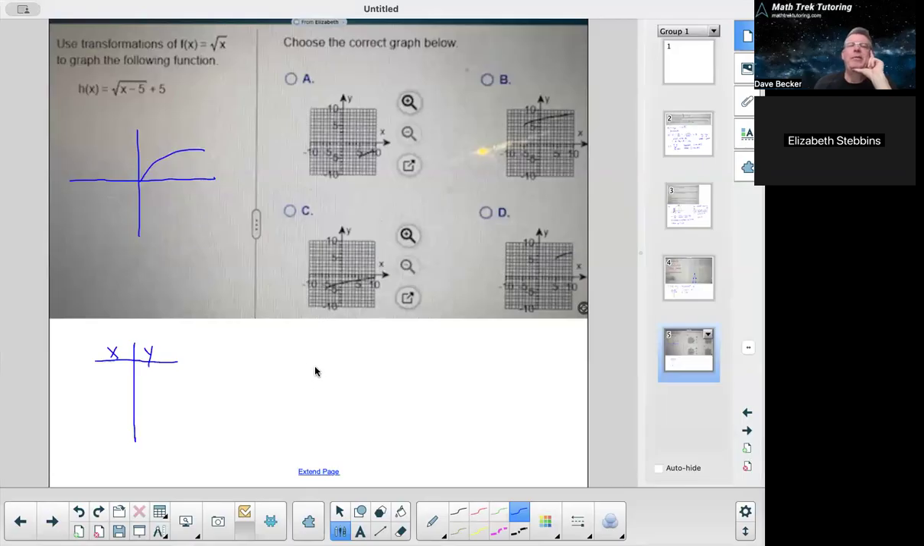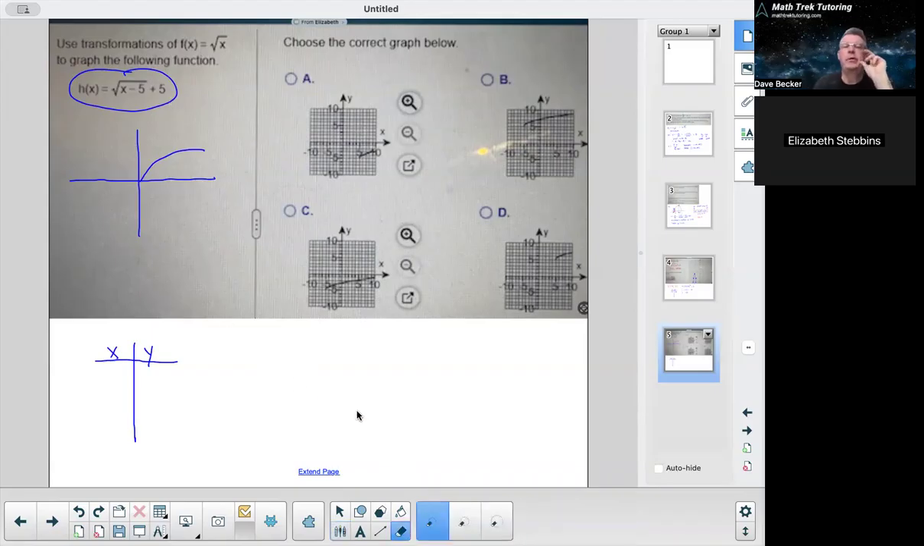But I think what I'm going to suggest is we just put in points for the original function, because there's another step after this, which you probably don't remember, about transforming functions. So we might as well just put in points for the original function, which is this one.